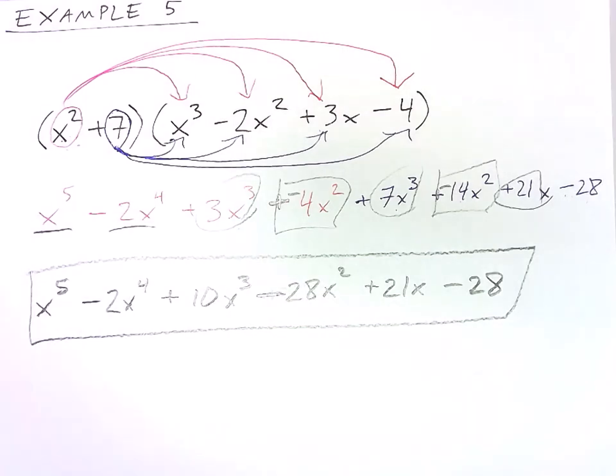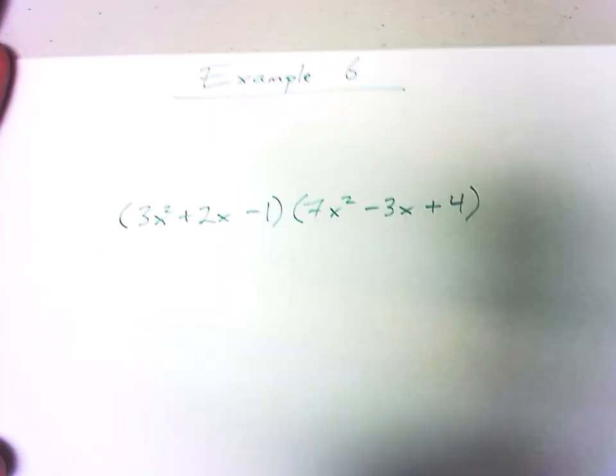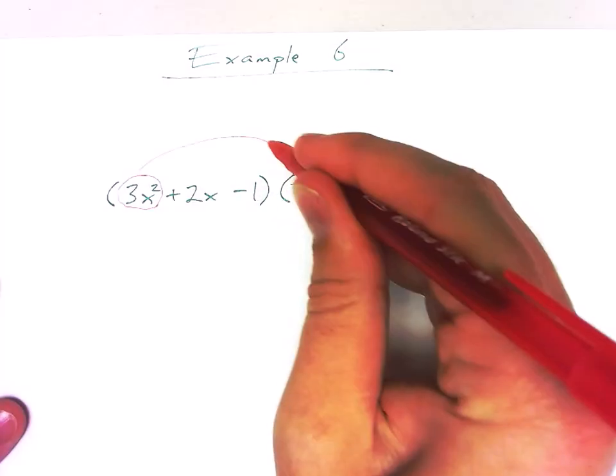So we'll do a couple more examples just to get some more practice. For the next couple examples, if you want, you can pause the video and try it on your own, and then just skip ahead to the final answer and see if you got the right thing. I'm going to show all the work though. So first, we'll do example 6. So here we have a trinomial times a trinomial. It's going to be the same exact thing as the other ones.